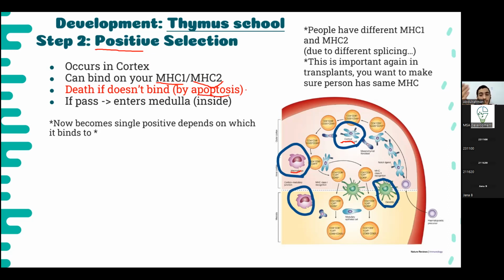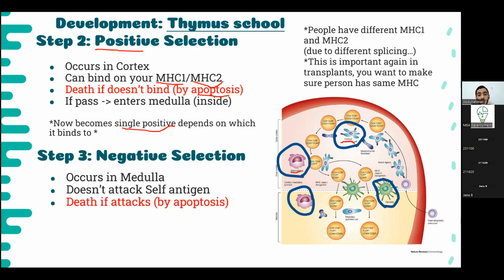As a result, the T cell is going to bind MHC1 or MHC2. And remember how we said it becomes single positive; this part affects that. If it binds MHC1 more strongly, then it's going to become CD8 positive. If it binds MHC2 more strongly, it is going to become CD4 positive. So this is positive selection.